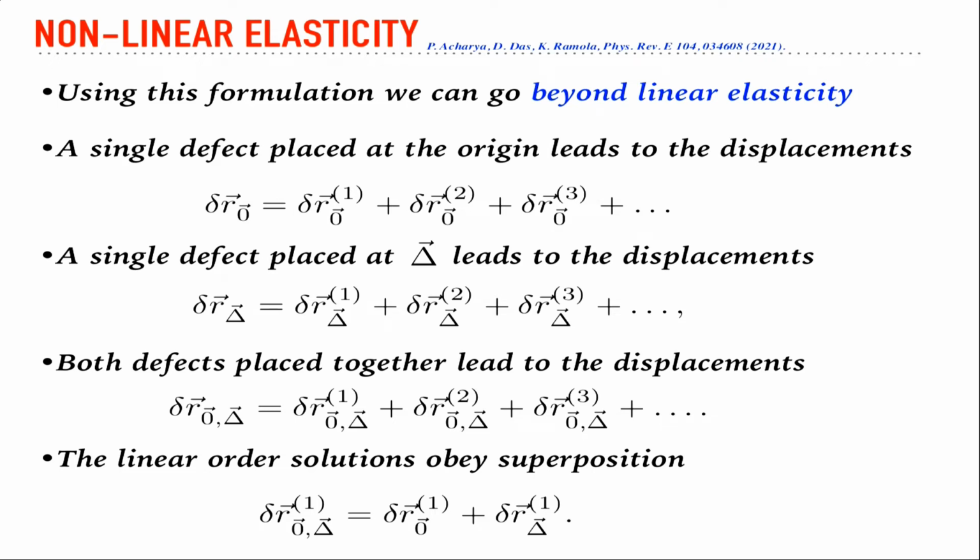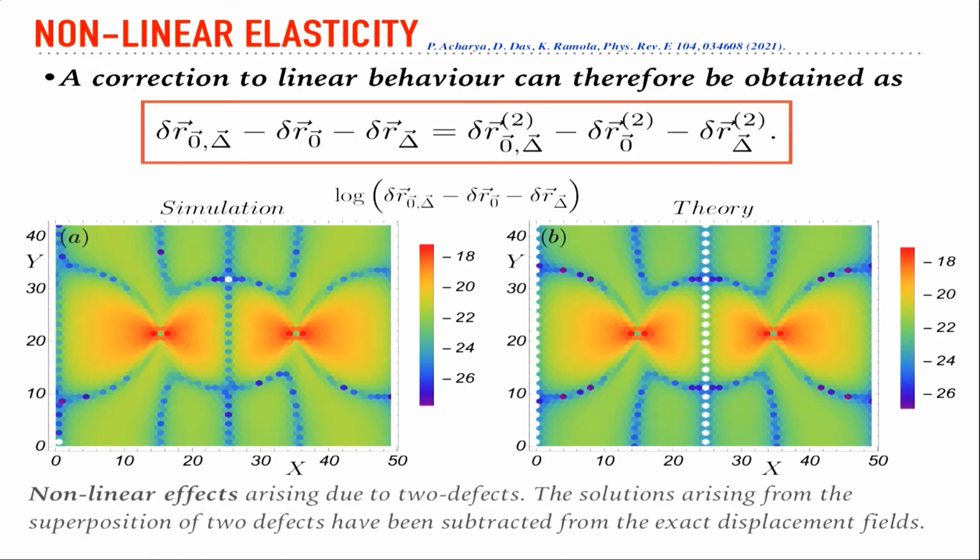The linear order solutions would obey superposition. So now if you subtract the displacement fields produced by the two defects placed together in the system and subtract the individual displacement fields, you will end up, in the theoretical framework at least, with just a second order correction.